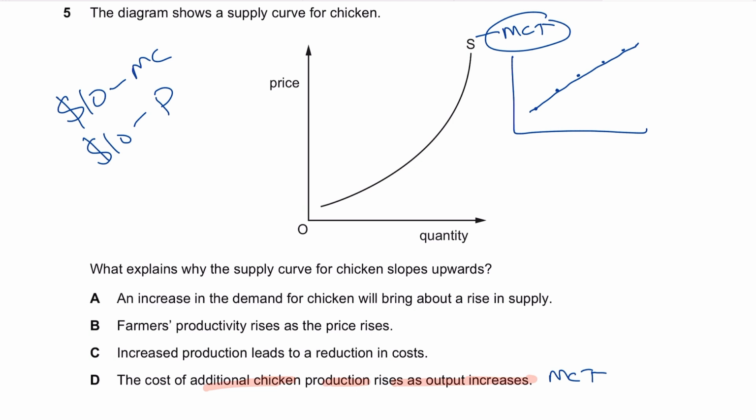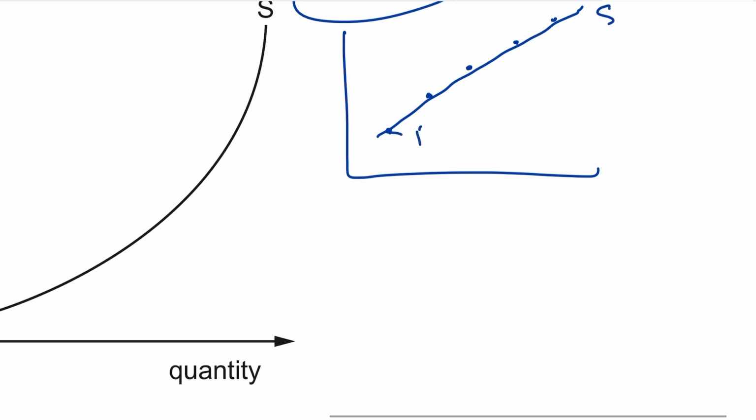If the price is less than marginal cost, there's no point in producing that unit. The producer would have a negative producer welfare. So remember that on all these points on the supply curve, the price is equal to marginal cost.